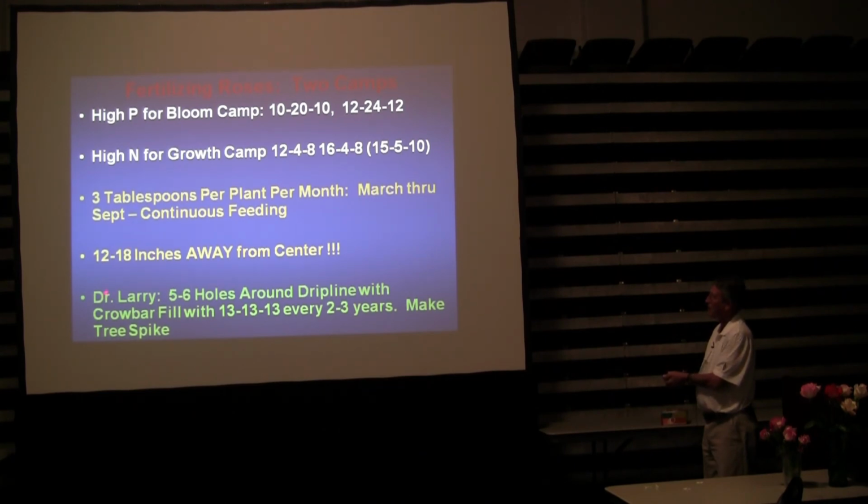What I really like and would like to promote today, I like the 5 to 6 holes around the drip line. Make a hole with a crowbar or rebar about 1 foot deep, fill with triple 13. Every 2 to 3 years would be plenty. Just think about that. You're making a tree spike, and you're getting the P and K and everything, micronutrients down there where it's at.